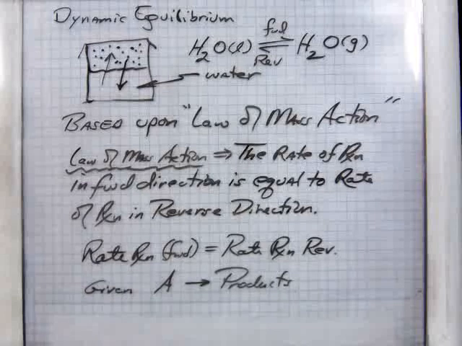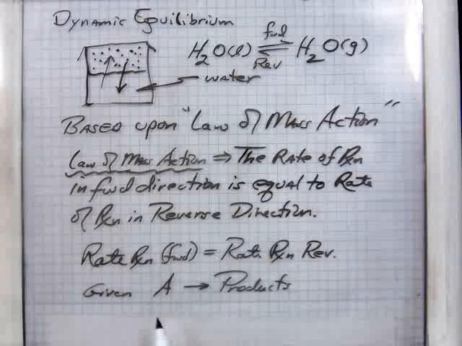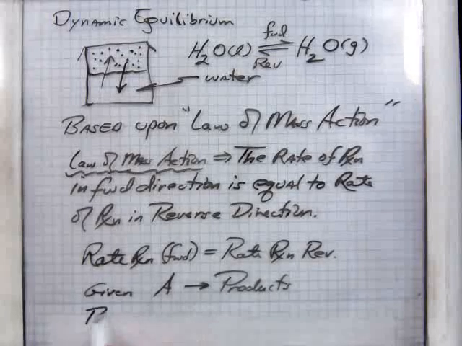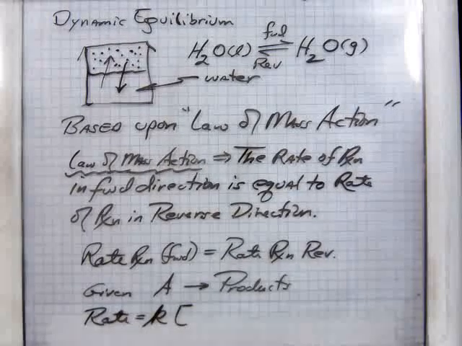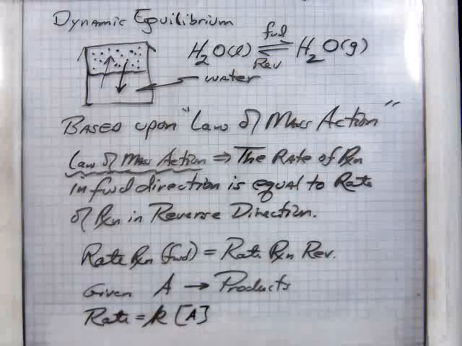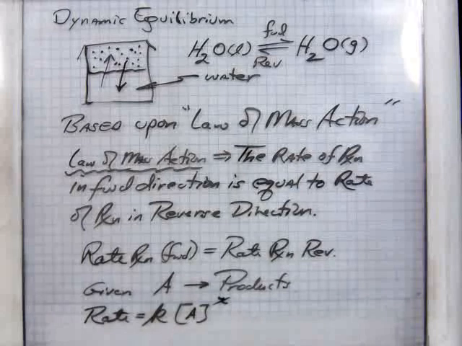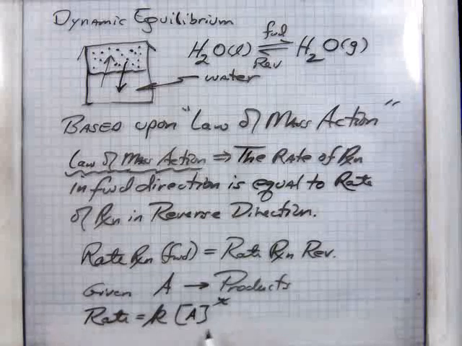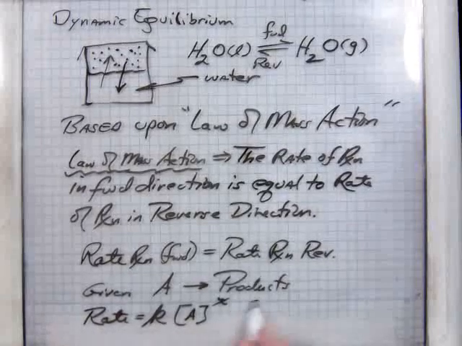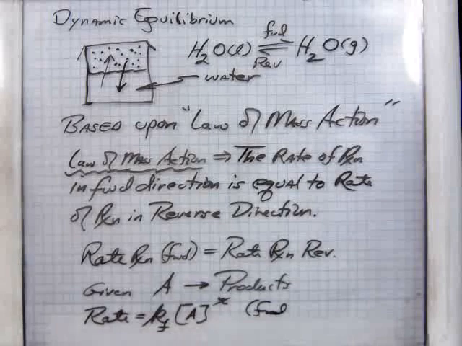Now, we learned that in order to write a rate law, we always write it in terms of the reactant side. And we write rate equals K times the molar concentration of whatever the reactants are, raised to the X power, like that. And that's what we learned in the kinetics region. So what we'll do is assign this one as the forward reaction, and we'll put an F on that K and call it the forward reaction.